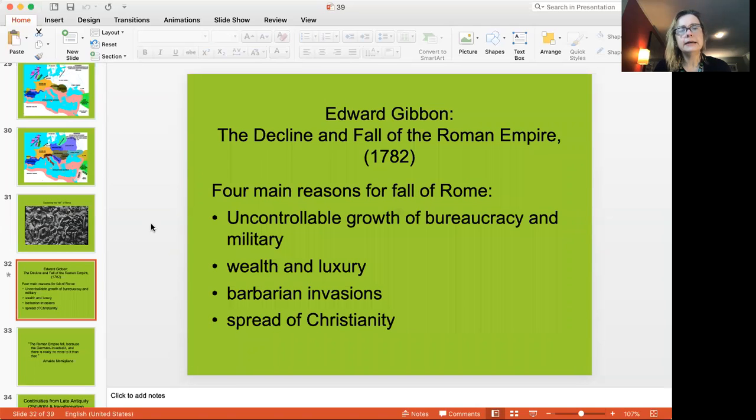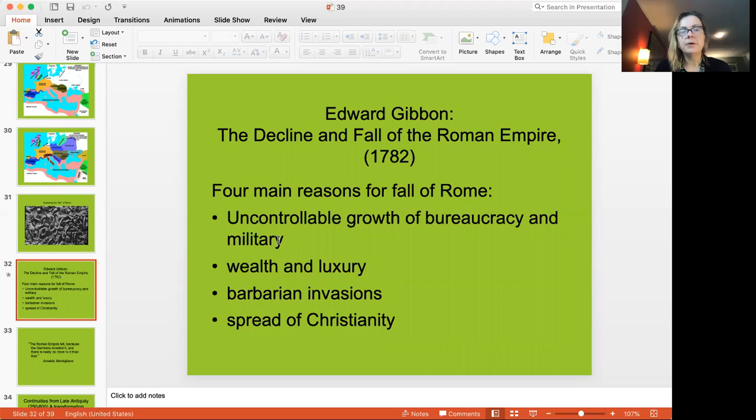And at some point in the late 18th century, a famous historian by the name of Edward Gibbon wrote a work called The Decline and Fall of the Roman Empire. And he identified four main reasons for the fall of Rome: the uncontrollable growth of bureaucracy and the military, wealth and luxury, barbarian invasions, and the spread of Christianity. The main reason I bring him up is that it gives us a sense of just the range of explanations people have been giving, right?